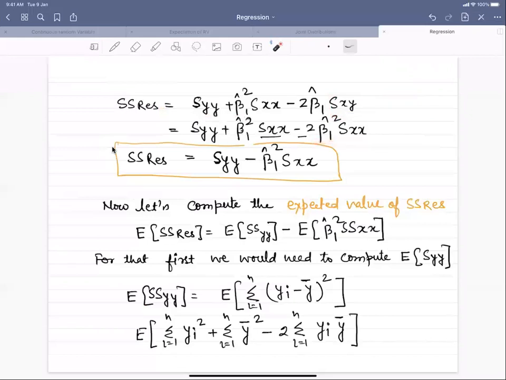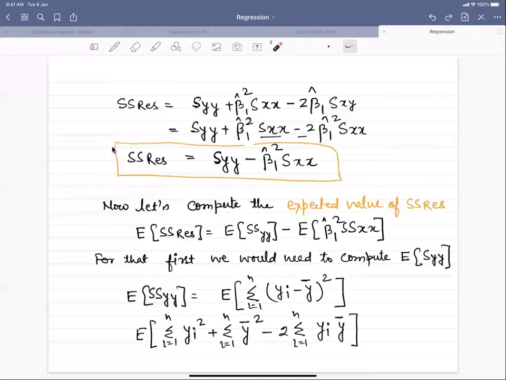So the sum of squares of residuals will essentially become, because one of them will go out, Syy minus beta 1 cap square Sxx. So that is our sum of squares of residuals in terms of Syy and Sxx, and it depends upon beta 1 as well. Now let's compute the expected value of this. What will be the expected value of the sum of squares of residuals?